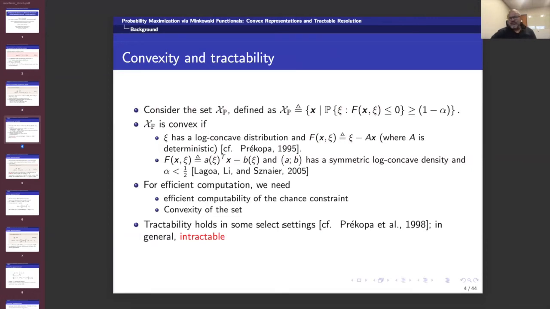And what I want to do in the first 5 to 8 minutes is say something about the tractability question in chance-constrained optimization, and then provide a motivation for our present work.